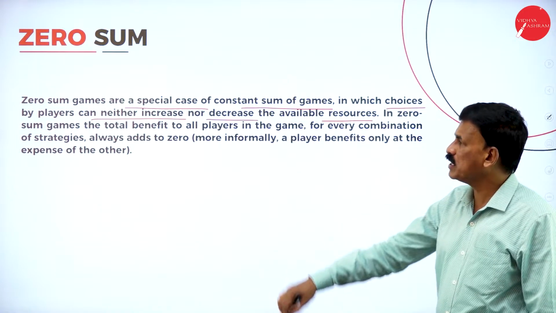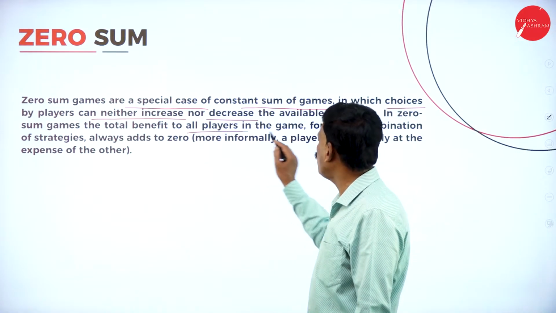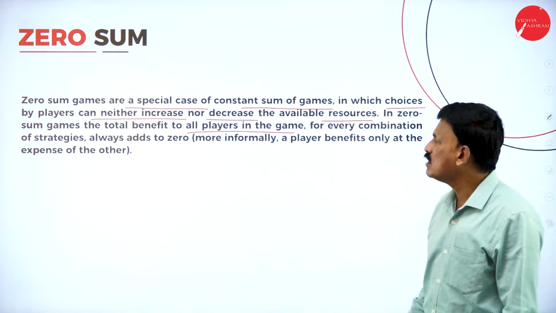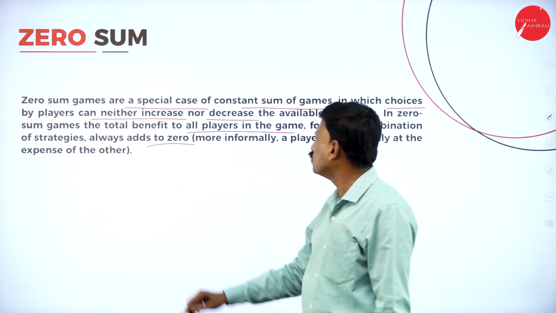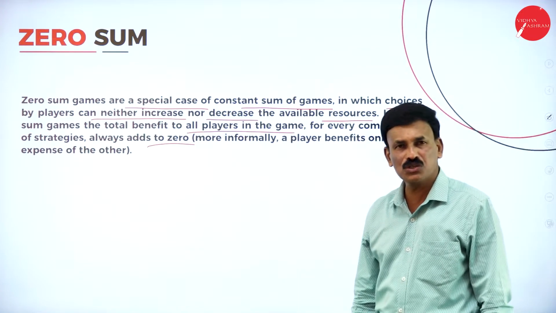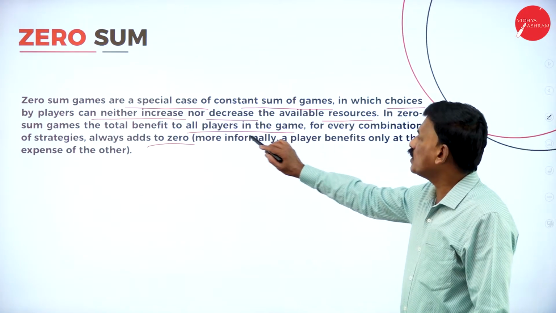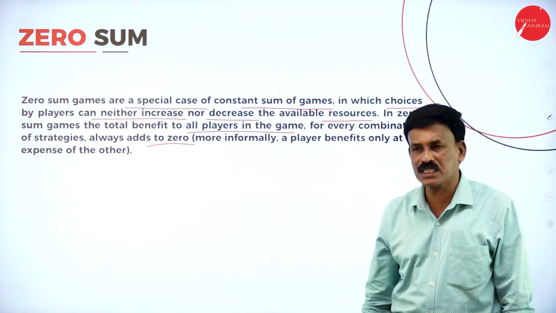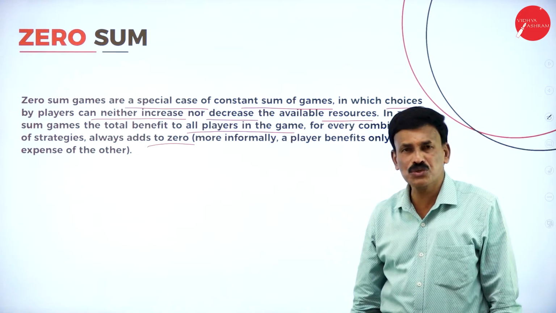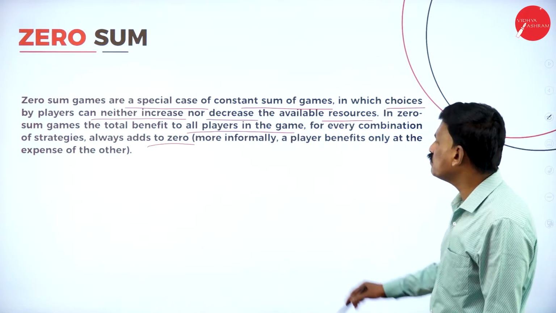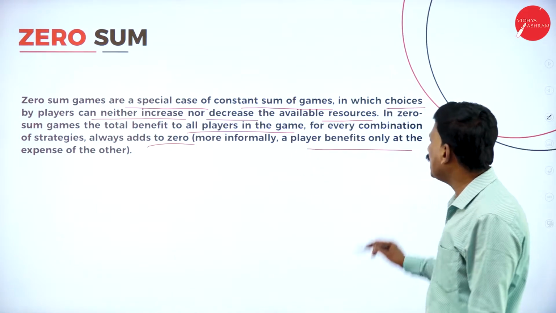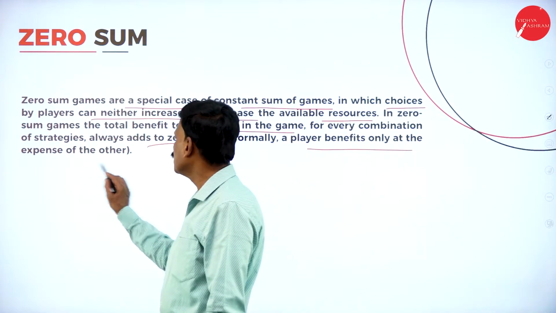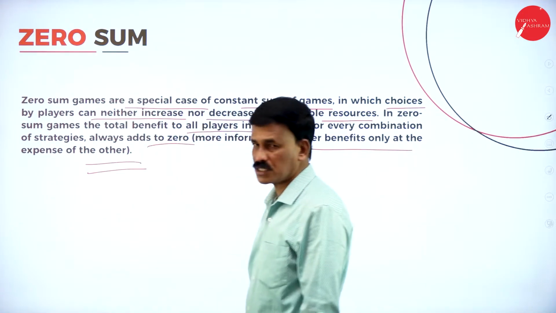In a zero sum game, the total benefit to all players in the game for every combination of strategies always adds to 0. So more informally, a player benefits only at the expense of the other. That is called zero sum.